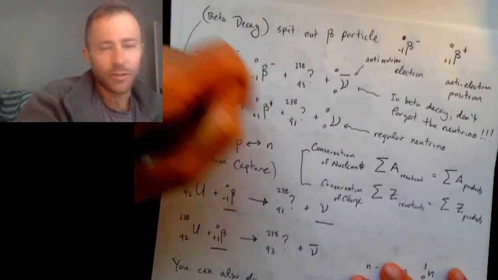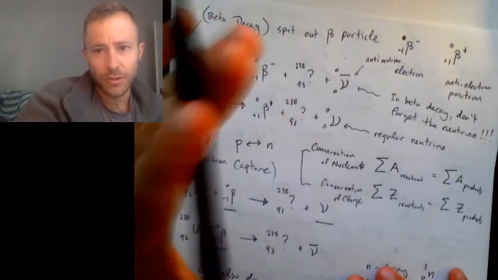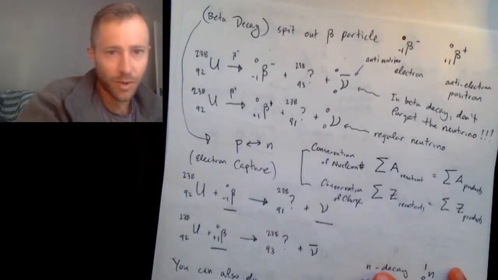And the other tricky thing is the beta decay. You need to know whether it's a neutrino or an antineutrino that comes out. Okay?